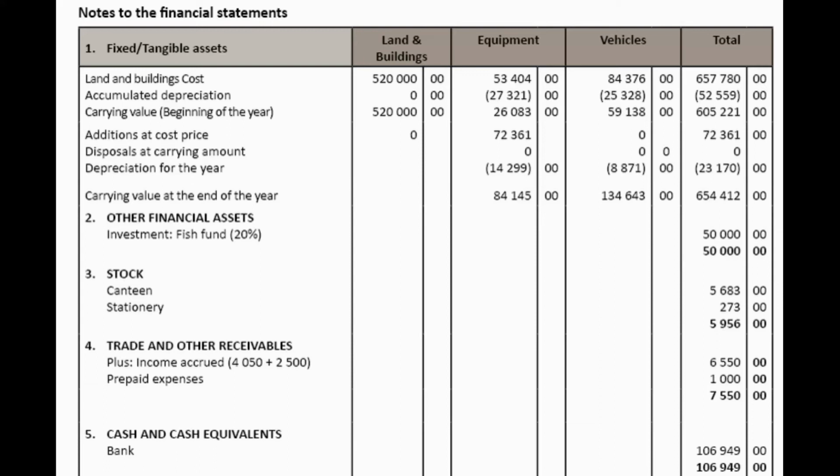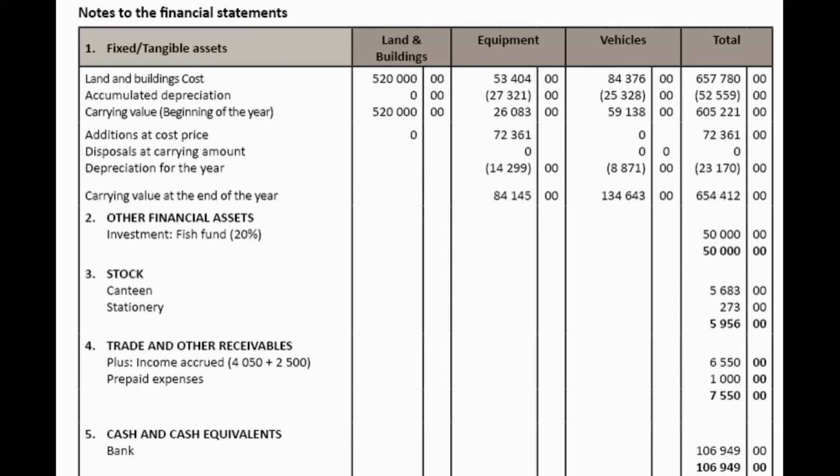That is the amount that you will write in your income and expenditure account. Okay. Other financial assets, the investment in the fish fund is 50,000, and then the stock, canteen, and stationery, you got that from your adjustments. And then trade and other receivables, income accrued. If you look at your income accrued account, you will find those two entries in that account. 4,050 plus 2,500 gives you that 6,550.